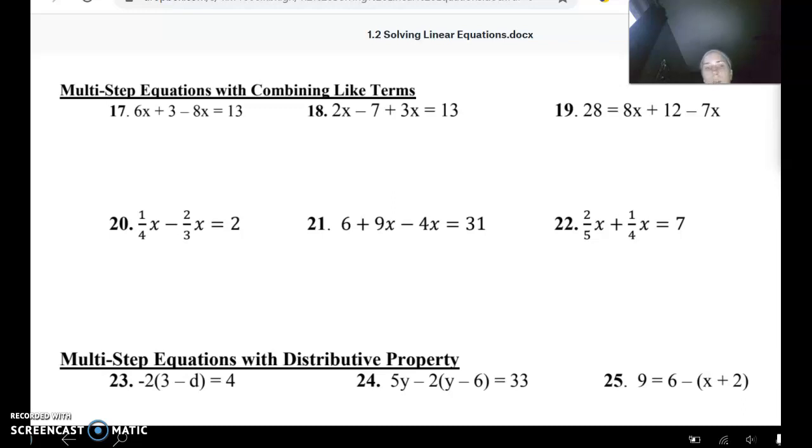Hey guys, so today we are gonna pick up where we left off yesterday, solving linear equations. Yesterday we practiced solving with fractions, and then you had your homework and you turned that in today for bell work. Now we're gonna move on to solving multi-step equations while combining like terms as well.